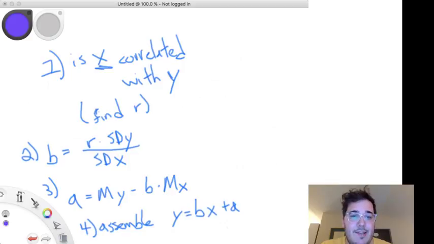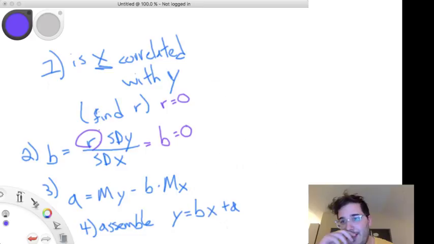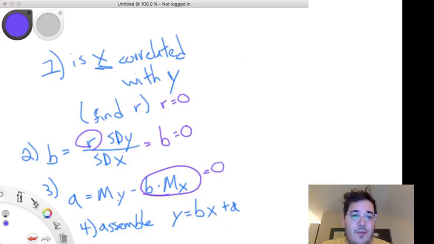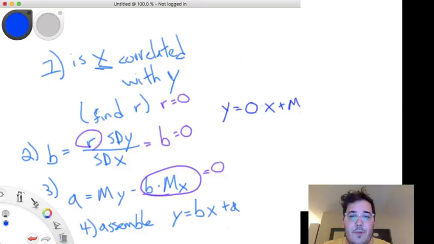So if r equals 0, that means that b equals 0, right? Because that times anything is 0. 0 divided by anything is 0. So that means that then this is 0. And the only thing you're left with is a equals the mean of y. So you get y equals 0 times x plus the mean of y. That just means y equals the mean of y.